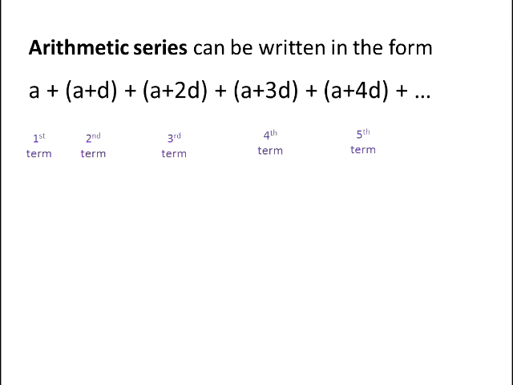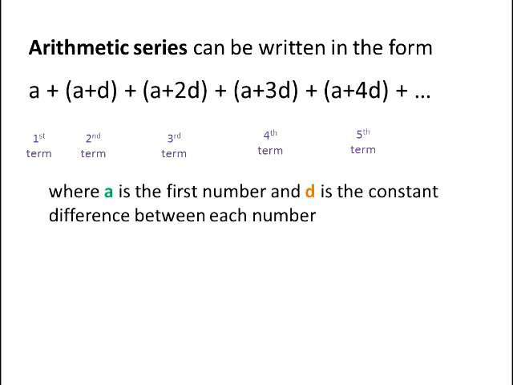So an arithmetic series can be written in this form, where a is the first term and d is the difference. It can keep going and going until we get to the nth term. If you think about the nth term, it's quite easy to work out. How many d's are here? Well, that's one less than the number of terms.